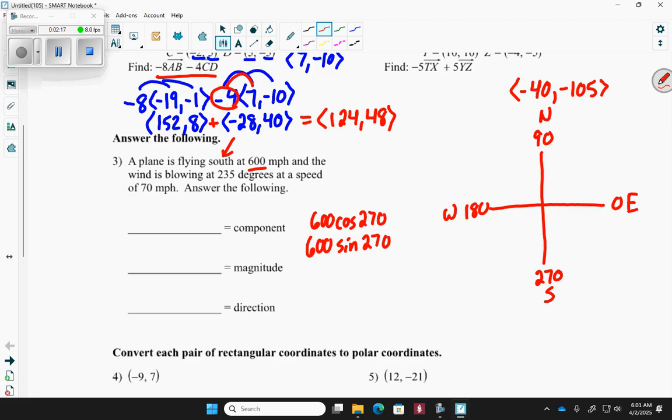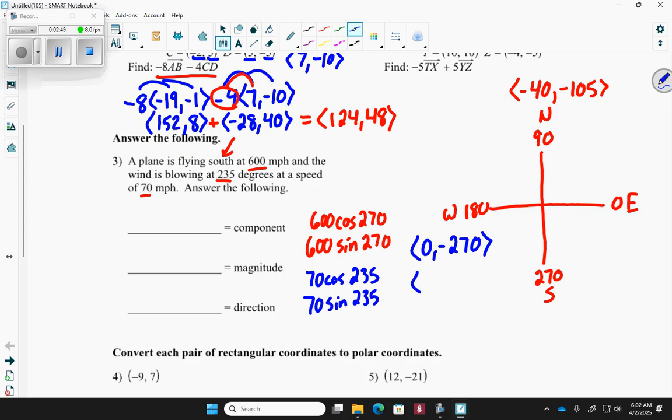All right, and then if you keep going, the wind is blowing 235 degrees at 70. Okay, so new color: 70 cosine 235, and then 70 sine 235. All right, so 600 cosine 270 is 0. 600 sine 270 is negative 600. All right, so 70 cosine 235. We're just going to go to one decimal point, -40.2, and 70 sine 235 is going to be -57.3.